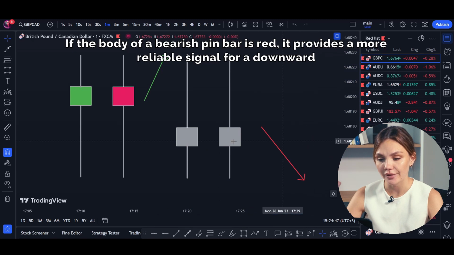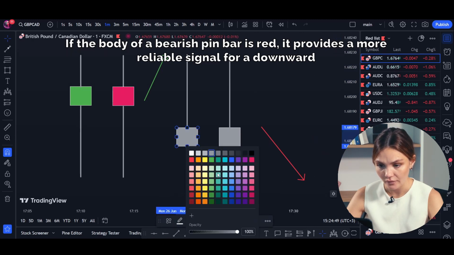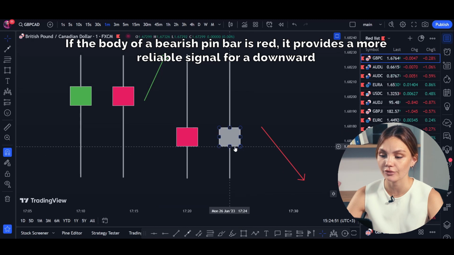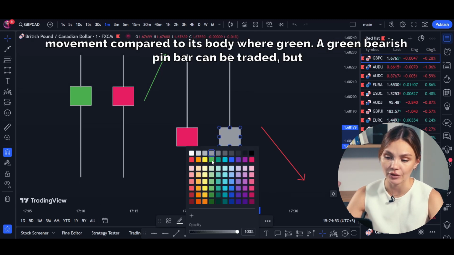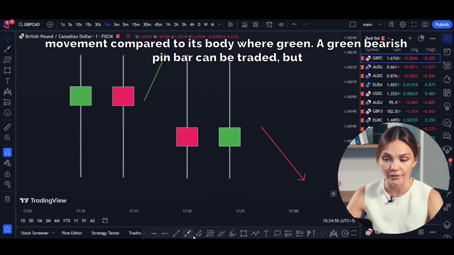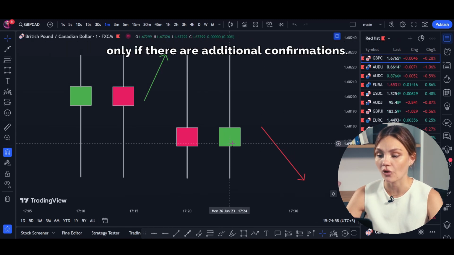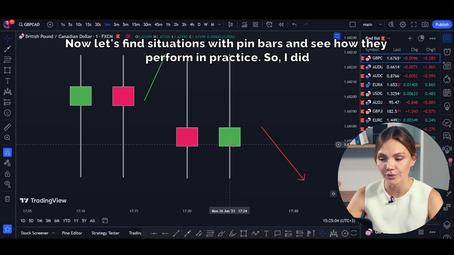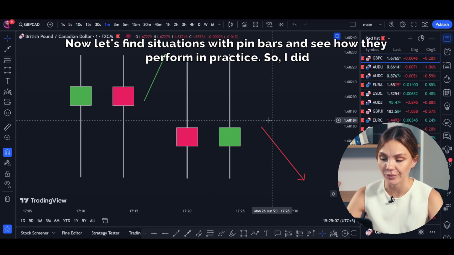If the body of a bearish pin bar is red, it provides a more reliable signal for a downward movement compared to if its body were green. A green bearish pin bar can be traded, but only if there are additional confirmations. Now let's find situations with pin bars and see how they perform in practice.